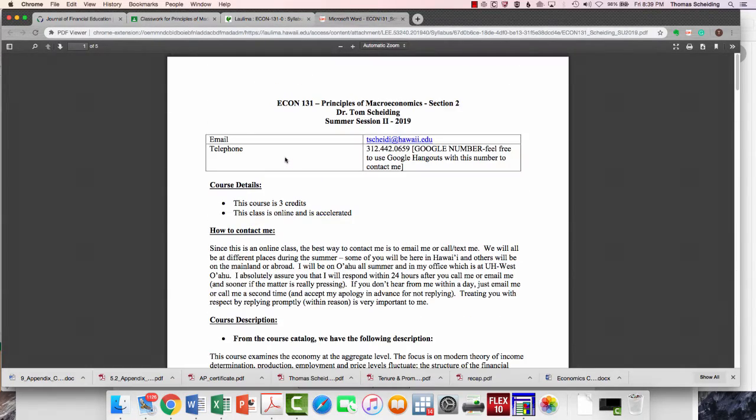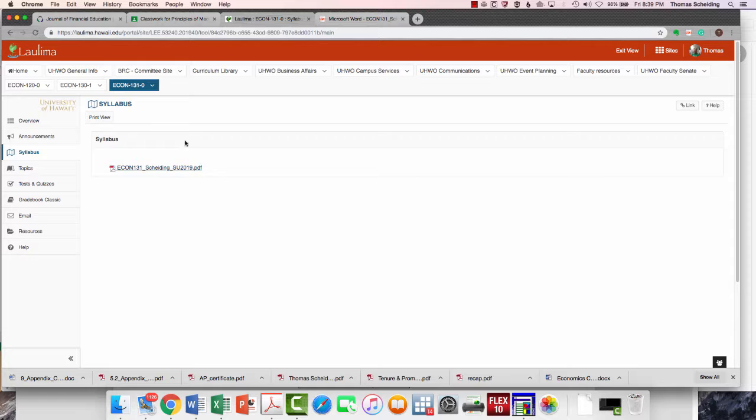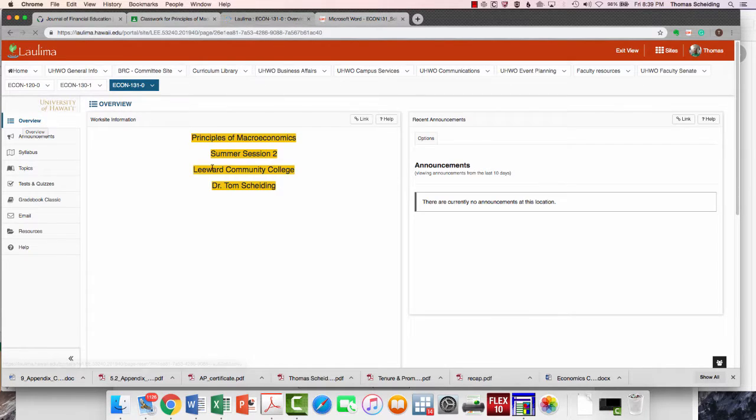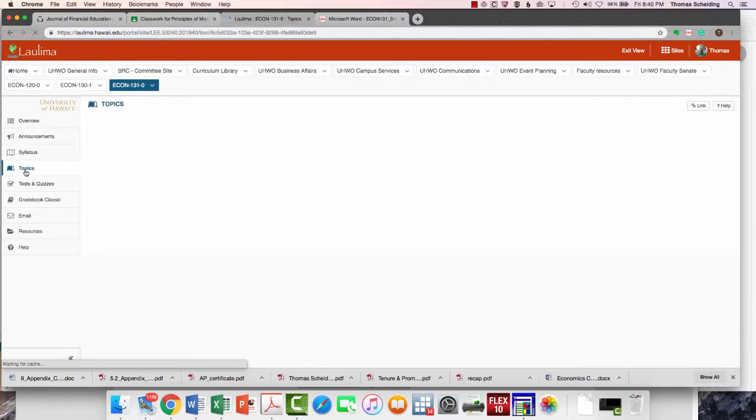Okay, let's go back to the Laulima site now. The way this is organized is you would go into Laulima. The class should appear here on your upper border. And you would see the syllabus that we just looked at. You would see your grade book. You'd see tests and quizzes, but you really don't need to use this tab. Really, the only tab you need to use in this class is this tab right here, Topics. So let's click on it.